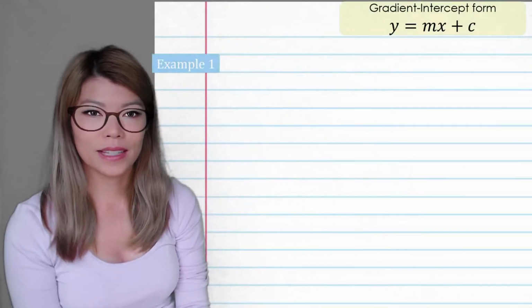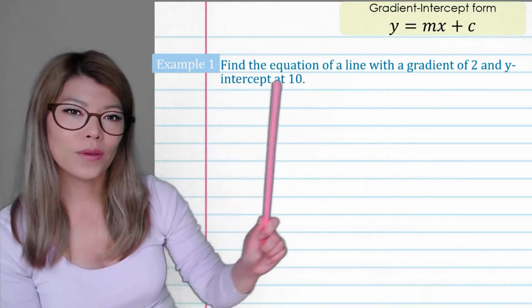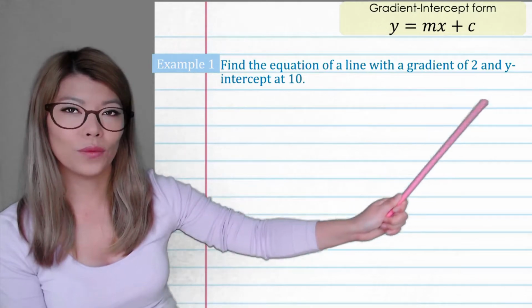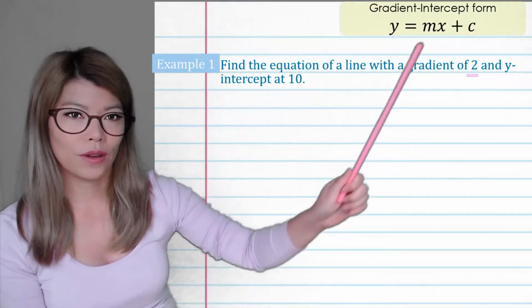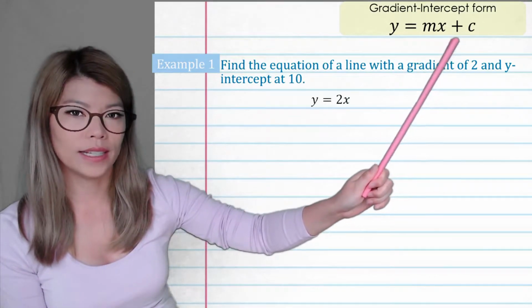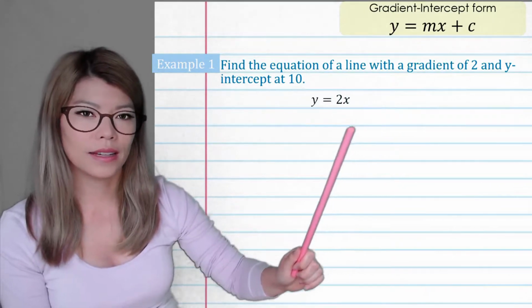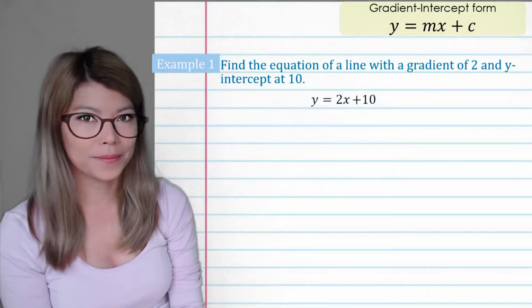Let's have a look at some quick questions. Find the equation of a line with gradient 2 and y-intercept 10. So the gradient is 2 and y-intercept is 10. So that gives us our C as 10.